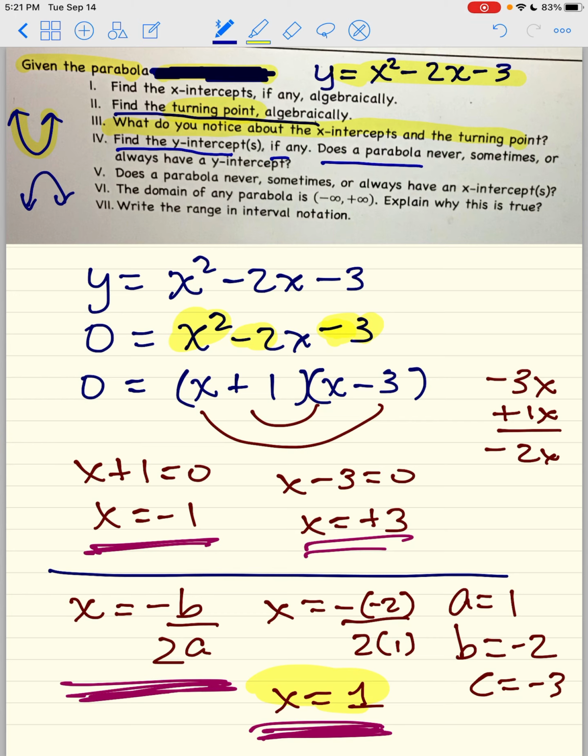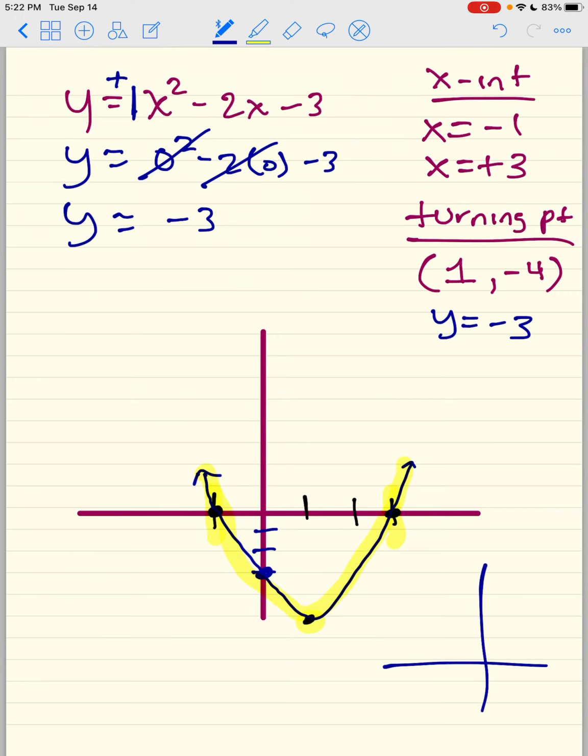I wrote, does a parabola never, sometimes, or always have a y-intercept? You should press the pause button and think about it for a second. Does a parabola never, sometimes, or always have a y-intercept? It always has a y-intercept. Try to draw a parabola without cutting the y-axis. Some of you might say, well, that doesn't. Well, it does actually. We put arrows and we stop it, but if you kept going, a parabola doesn't stop. It's continuous. We call it a continuous function, and it will eventually cut the y-axis.